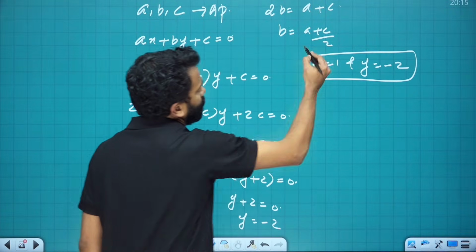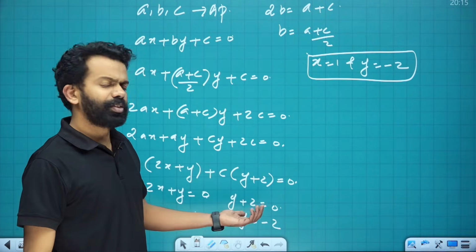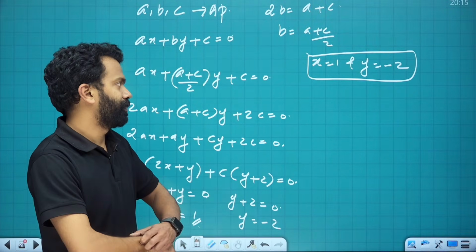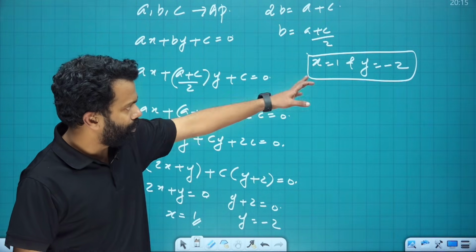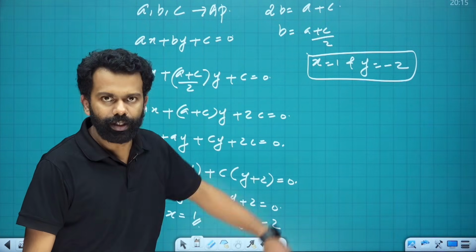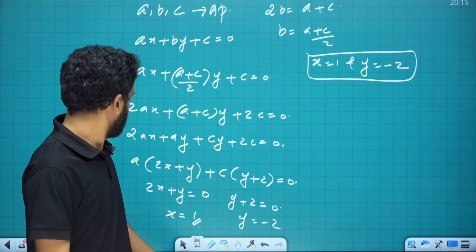Okay. This question was asked way before. Then they have assembled this question into this one. That's the only difference here. So we got the point P, x is equal to 1 and y is equal to minus 2. The rest is easy.